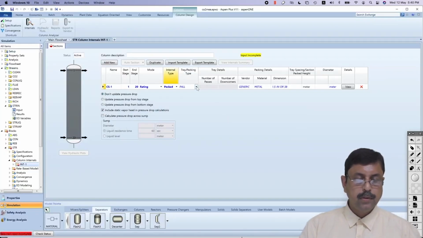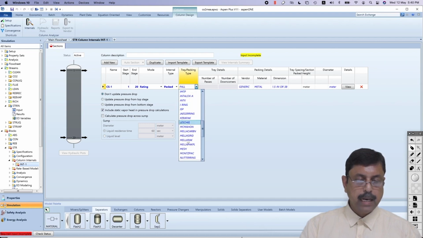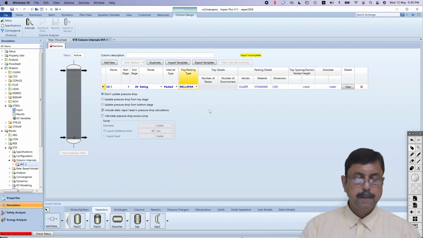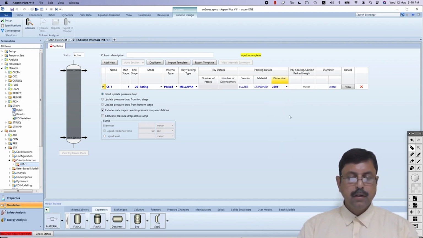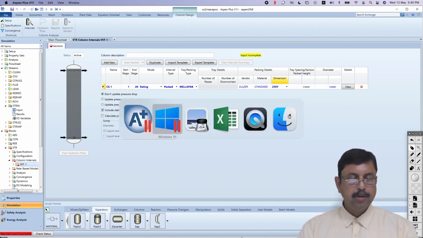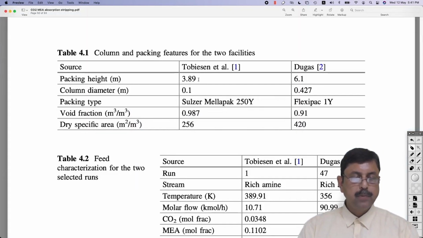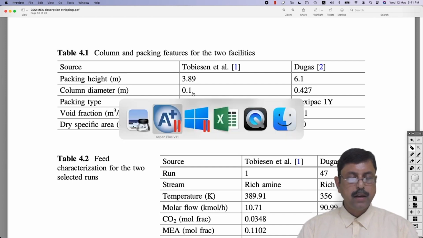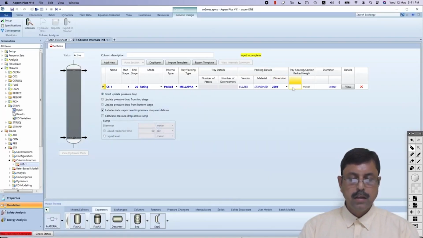So it is Melapack Sulzer, dimension 250Y. Okay. Height and diameter, 3.89 and 0.1. Okay.